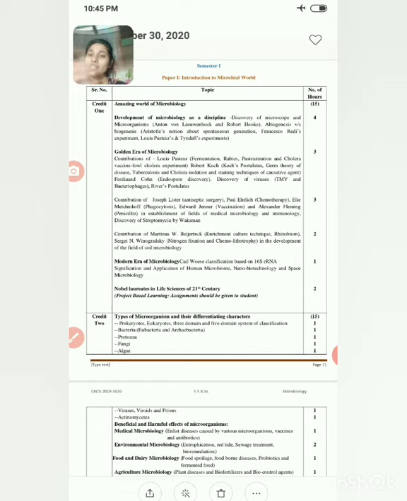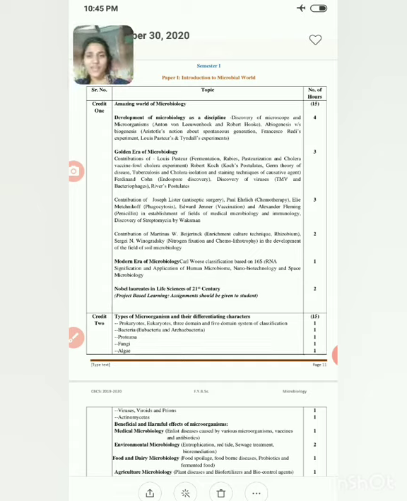Simply using nanotechnology in a biological agent to produce any particular tool, such as a biosensor. And the next very important part is space microbiology.